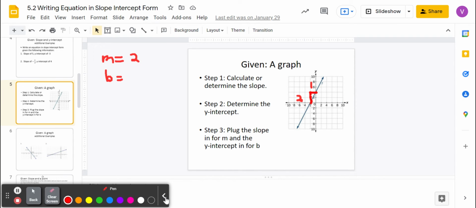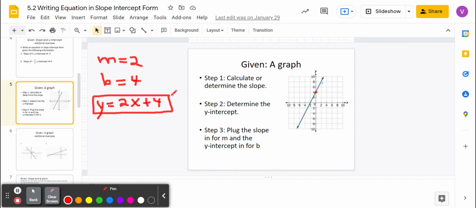Now, in this case, I want to look at my y-intercept. Let me just write the 2 here. So I have my slope of 2. Now, my y-intercept is going to be where the graph crosses the y-axis. So in this case, it's +4. Now, using these 2 pieces of information, I could write my equation in slope-intercept form. Remember, y is equal to mx plus b. My m is 2, and my y-intercept is +4. And that's my equation.